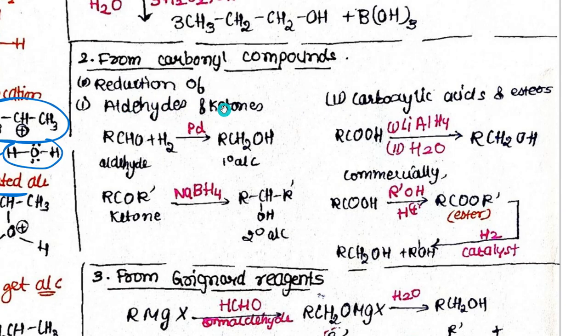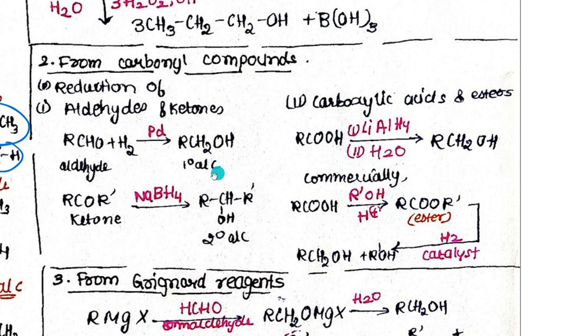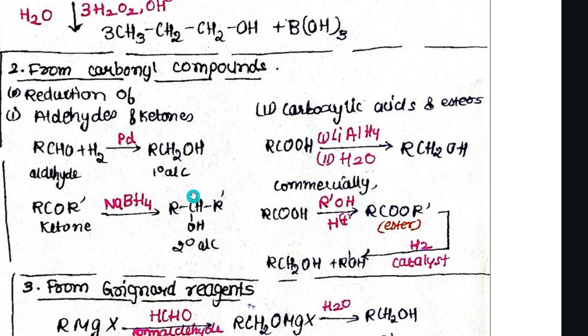Then coming to the second method, from carbonyl compounds: reduction of aldehydes and ketones. First method in this is reduction of aldehydes and ketones. This is my aldehyde RCHO plus H2 in presence of palladium, it will give us a primary alcohol, that is RCH2OH. Aldehyde plus hydrogen in presence of palladium will give us a primary alcohol. Ketone in presence of a reducing agent like NaBH4 will give us a secondary alcohol, that is RCHOHR', or it may be a symmetrical one where both the R's are the same, or both the R's can be different as well.